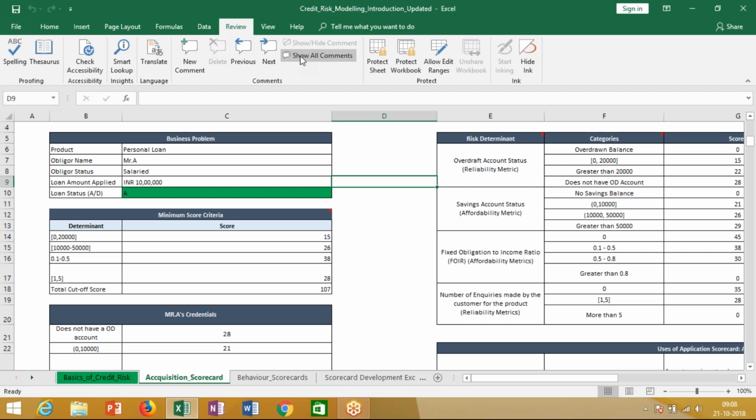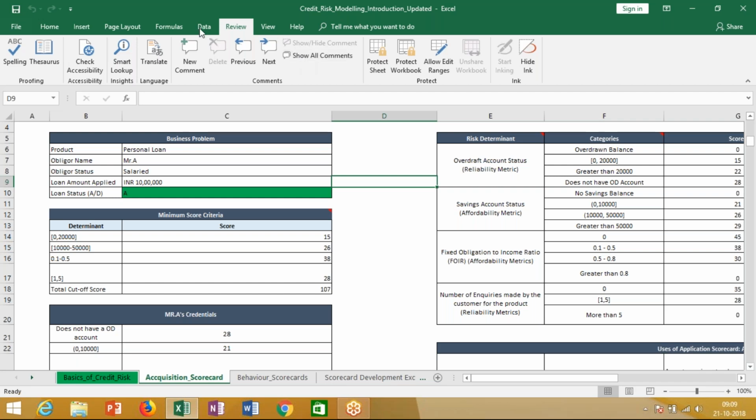So whatever factors you finally reach through your modeling exercises for an acquisition scorecard must reflect either the reliability of the borrower or the affordability of the borrower. Mostly, the financial metrics at an acquisition level reflect the affordability of the borrower, and the demographic factors reflect the reliability factors associated with the borrower. This is something we had discussed in the last class.